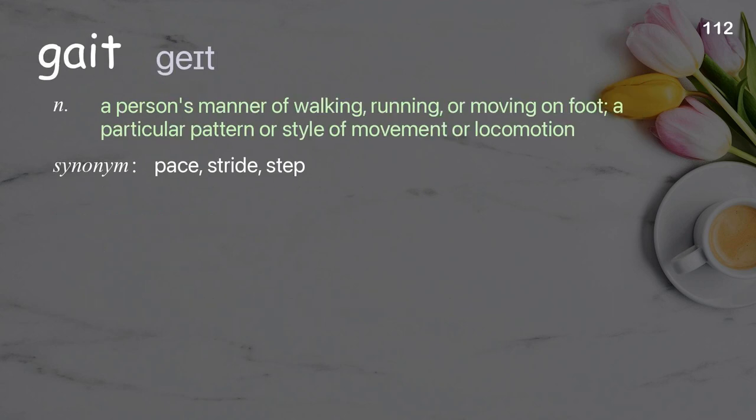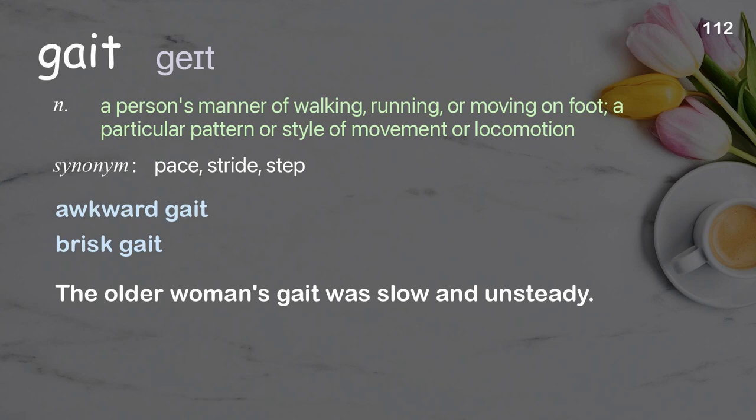Gait. A person's manner of walking, running, or moving on foot; a particular pattern or style of movement or locomotion. Examples: Awkward gait. Brisk gait. The older woman's gait was slow and unsteady.